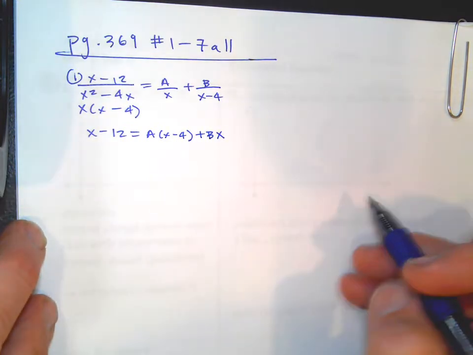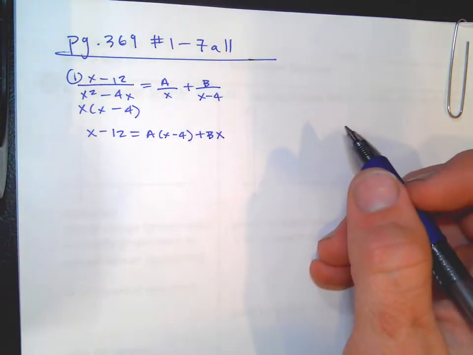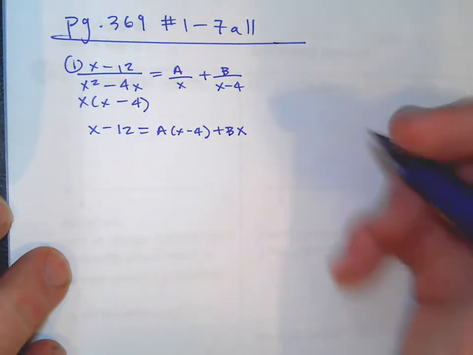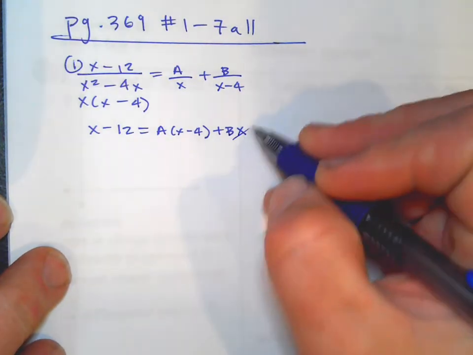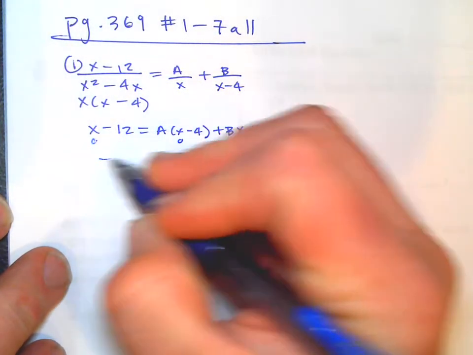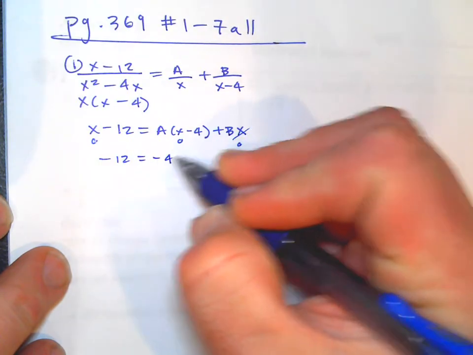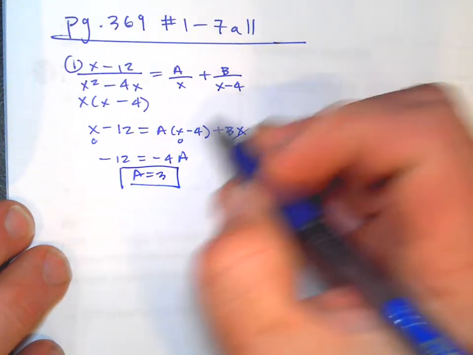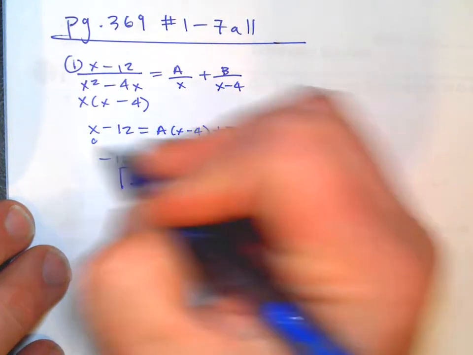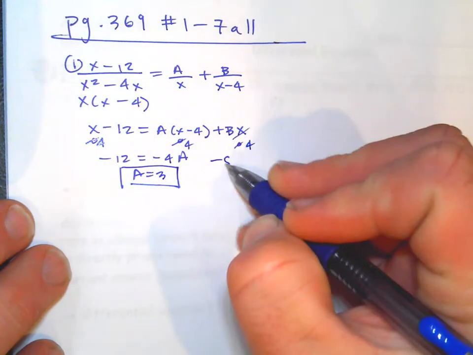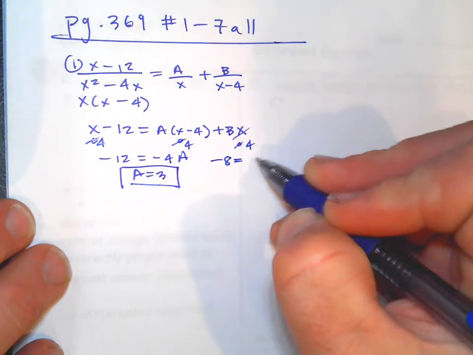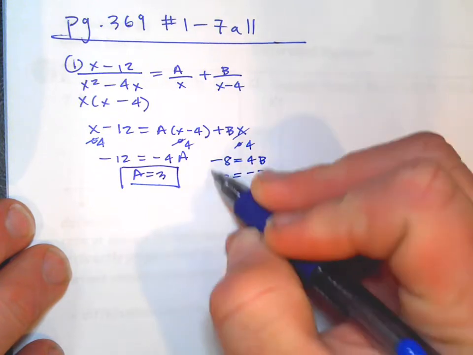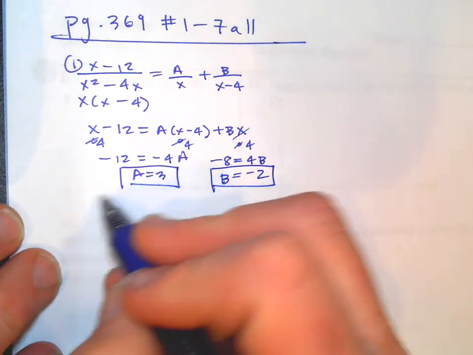So I guess that maybe these were there for you. I'm just writing down what I wrote down out of the book. So I'd use the Heaviside approach, cover-up method. Put a 0 in everywhere. And that'd be negative 12 equals negative 4A. A equals 3. And then we could replace everything with a 4 instead to get rid of the A. And you'd have negative 8 equals 4B. So B equals negative 2. And that's it. That's your answer.